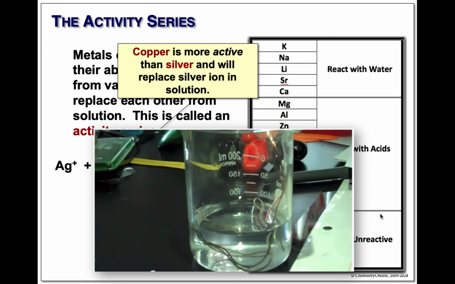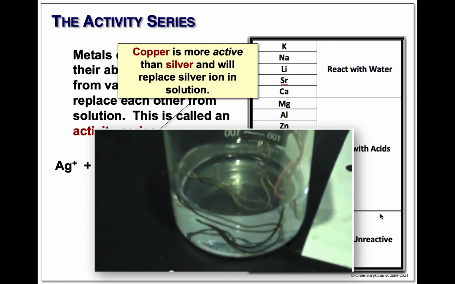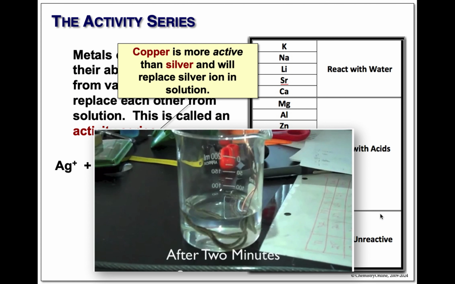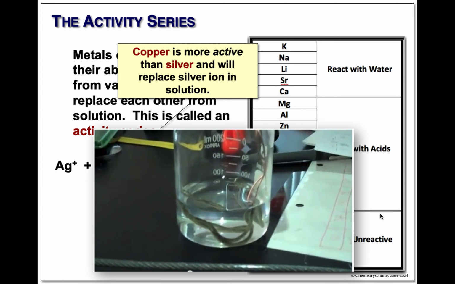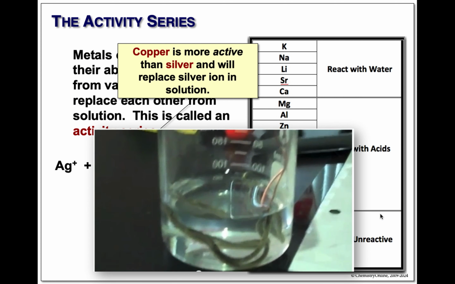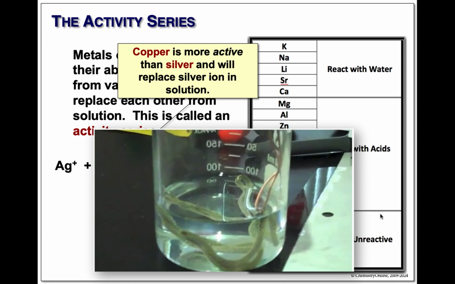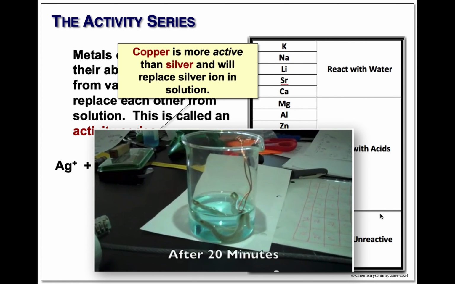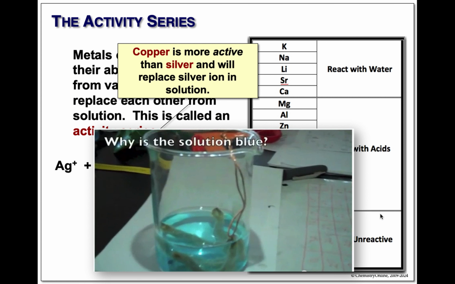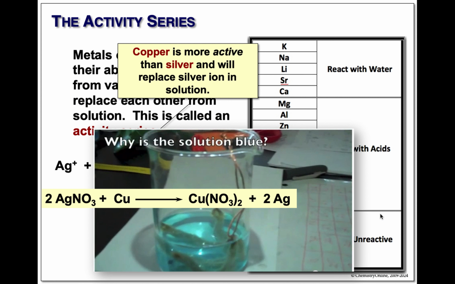As it sits in there, after just a minute or so, it starts to turn fuzzy. That's silver metal being deposited on the copper, just like the iron nail and copper solution. After 8 minutes, and after 20 minutes or so, you can see the solution is turning blue from the copper ion. Why is it blue? Again, copper nitrate is a blue substance.